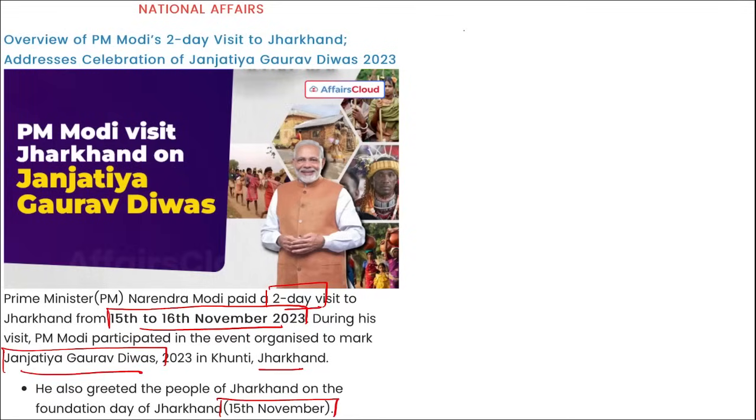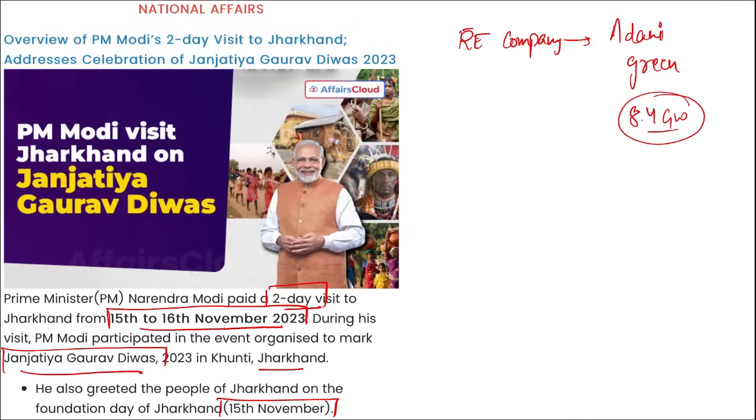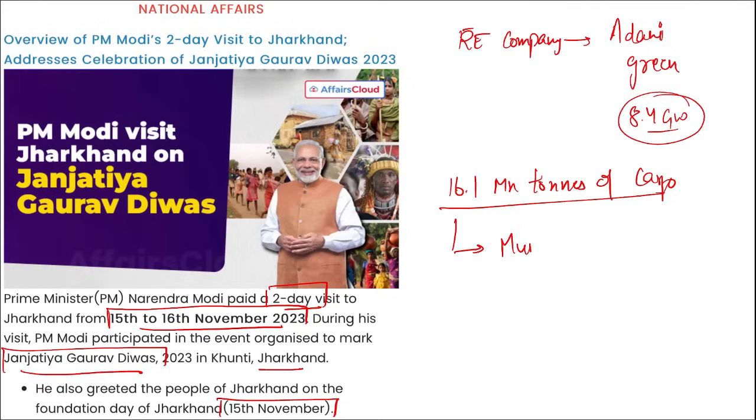Then if we talk about Jharkhand, who is the Chief Minister? Hemant Soren. Governor CP Radhakrishnan. What is the capital of Jharkhand? It is Ranchi. Next, which company became India's largest renewable energy company? It is Adani Green, and they have crossed a mark of 8.4 gigawatt by becoming India's largest renewable energy company. Then which port became India's first port to handle 16.1 million tons of cargo? The port is Mundra Port, right? Mundra Port became the first port to handle 16.1 million tons of cargo, correct?